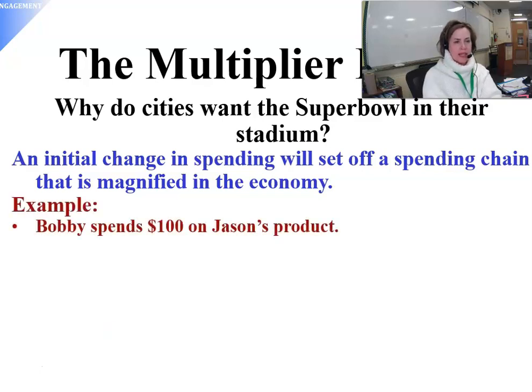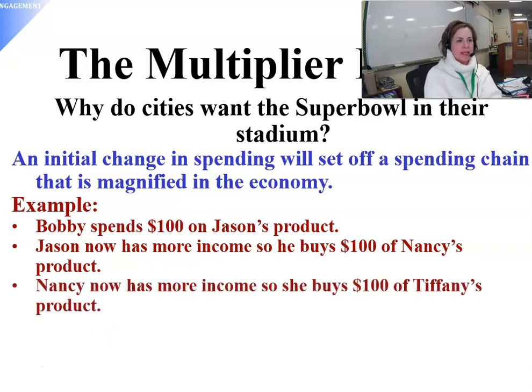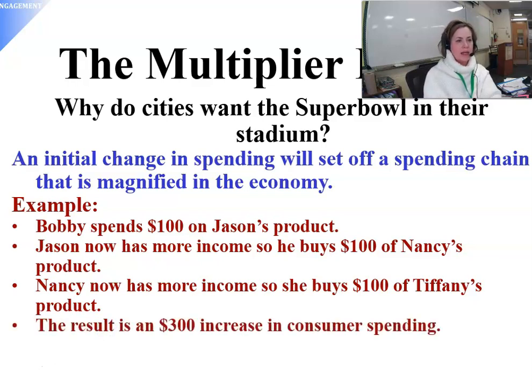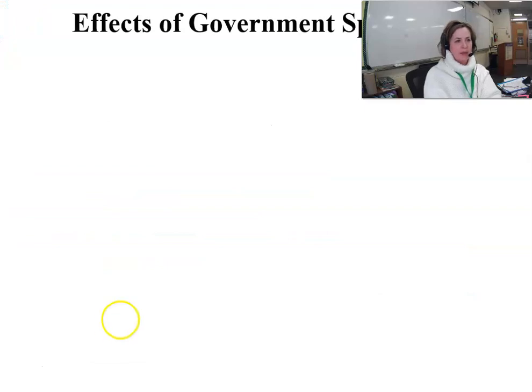So if Bobby spends $100 on Jason's product, Jason now has more money to spend so that he can buy some of Nancy's product. Nancy now has more money so she can buy Tiffany's product, and so on. The multiplier effect shows how spending is magnified in the economy.